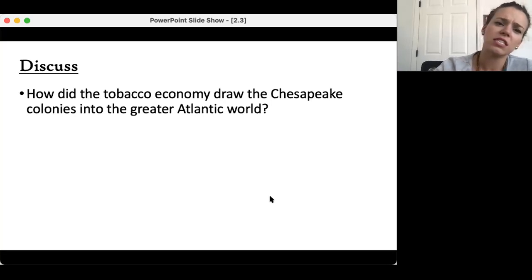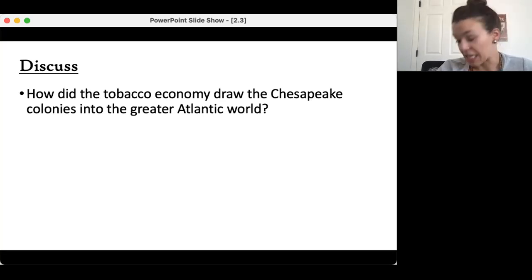So how did the tobacco economy draw the Chesapeake colonies into the greater Atlantic world? What role did tobacco play? It basically brought the Chesapeake colonies into the global economy.